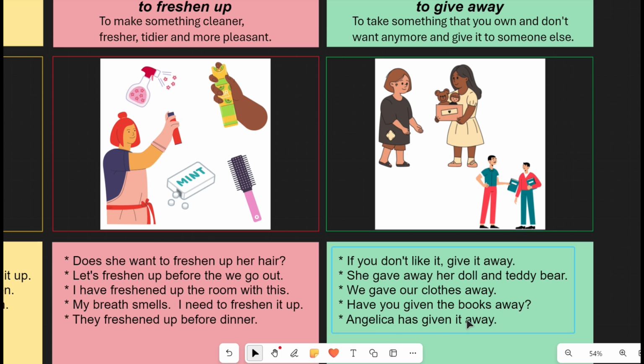Angelica has given it away. Now, with this phrasal verb, you can use the pronoun in the middle. Given it away, has given it away. And in this present perfect form, the pronoun, if you want to put it in the middle, would go between the given and the away.